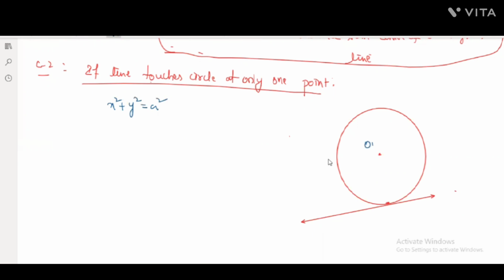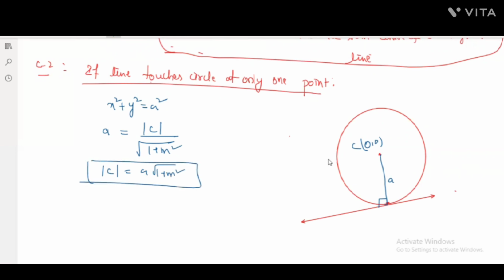In this case the center is 0, 0, and the radius is equal to the perpendicular distance from the center of the circle to the line. So that means a is equal to modulus of c by root 1 plus m square. From here we can write mod c is equal to a into root 1 plus m square. This is called the condition of tangency.